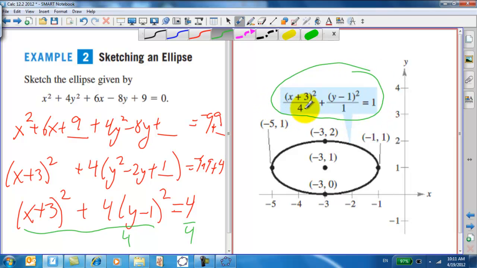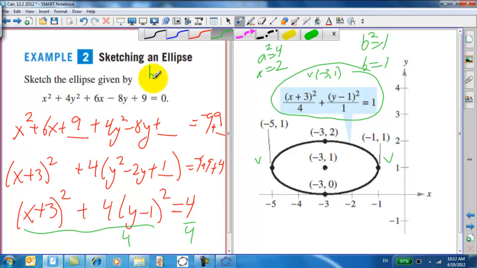Now it matches this standard form. And so remember that this is under a squared. So the bigger of these two numbers underneath is a squared. So a squared equals 4, so a equals 2. And b squared equals 1, so b equals 1. So we're going to go 2 each way in the x direction from our center. Go 2 to the right, 2 to the left, that gives you those vertices. Actually, I meant from the center. The center is at (negative 3, 1).